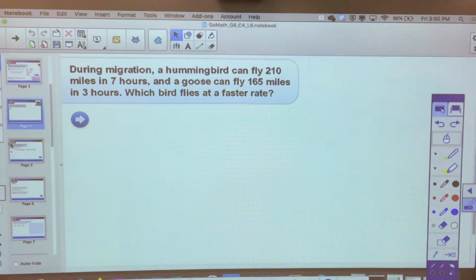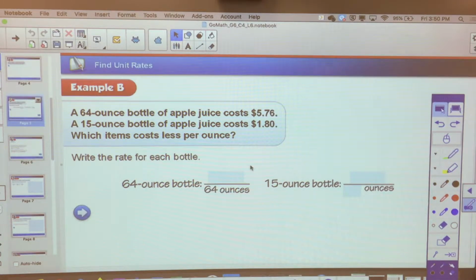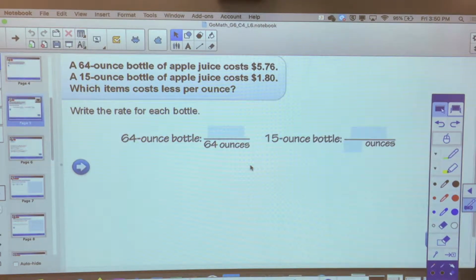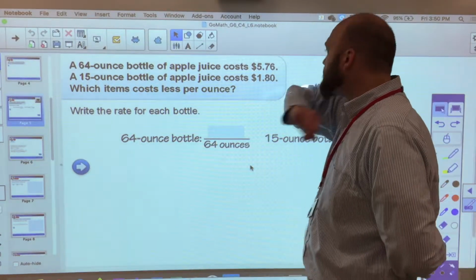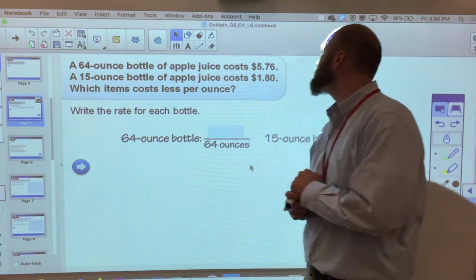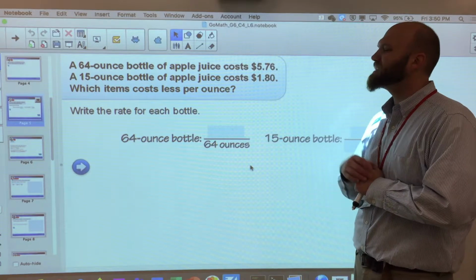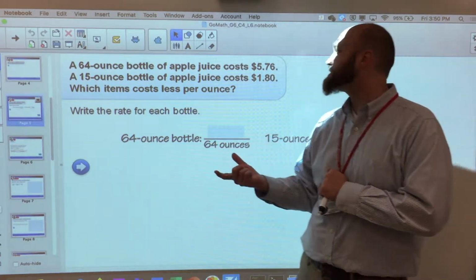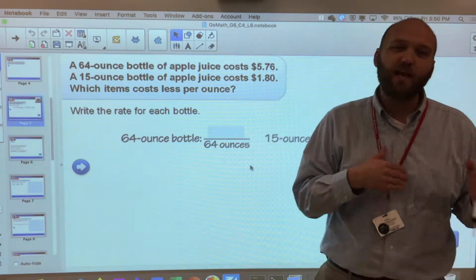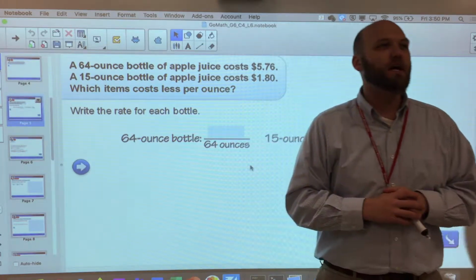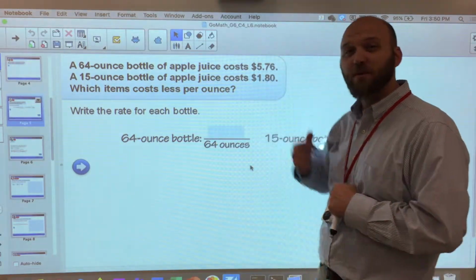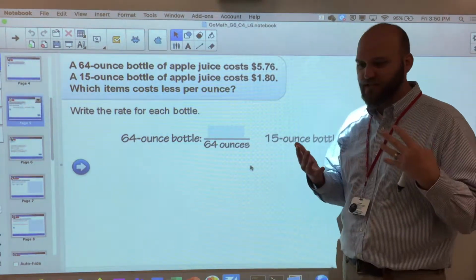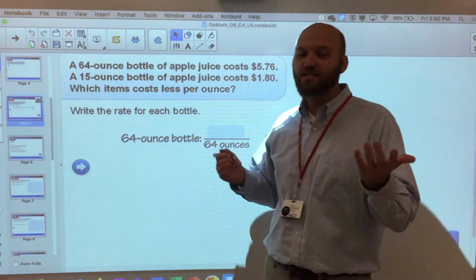All right, so if I am, for example, at the grocery store, I have a 64-ounce bottle of apple juice costing $5.76, but a 15-ounce bottle of apple juice costs $1.80. Which item costs less per ounce? This is actually a pastime of mine when I'm in the grocery store. I like to look at things and compare the deals, and you can actually save a lot of money that way.